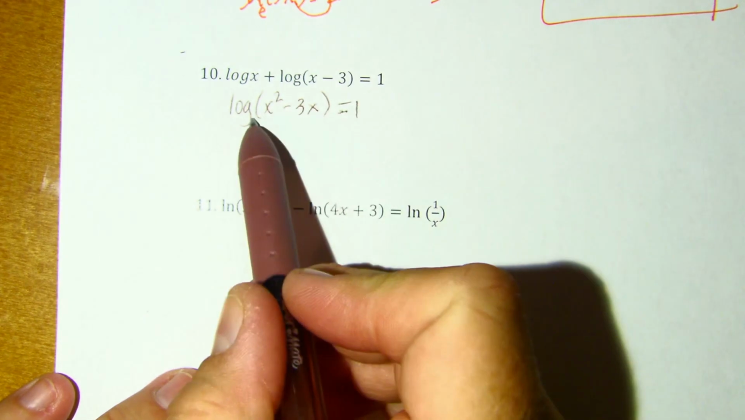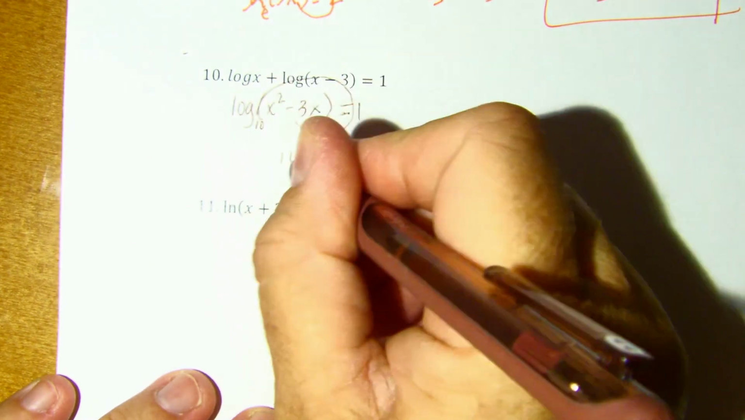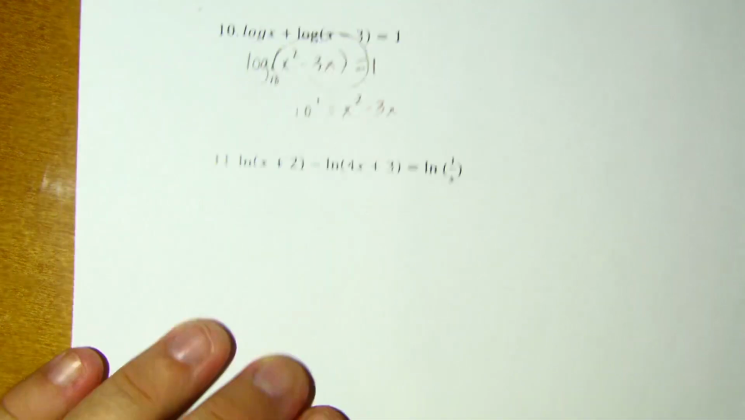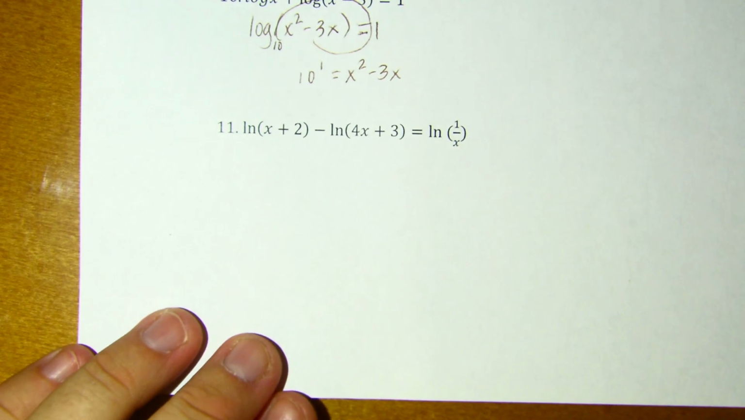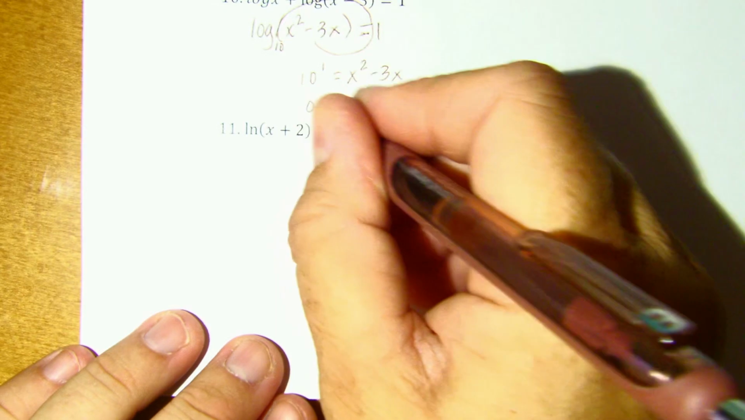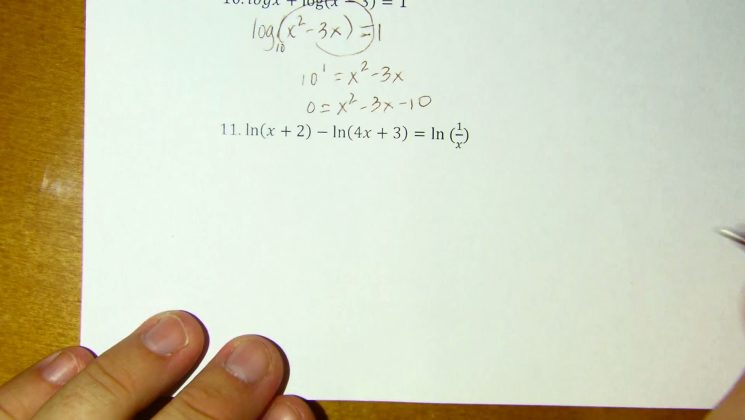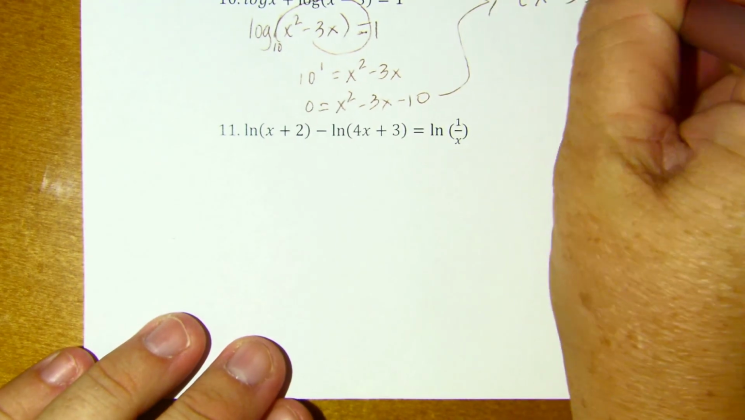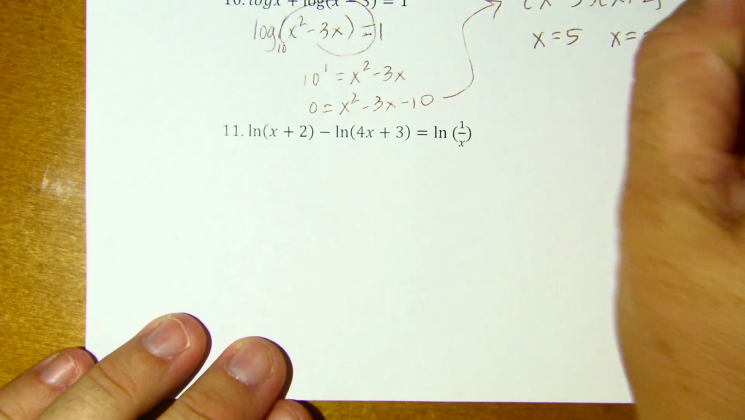And remember, if you don't see a number here, we're assuming base 10. So 10 to the power of 1 equals x squared minus 3x. And then from there, I have a quadratic equation, so what I need to do is get this set equal to 0. If I subtract 10 over, I have 0 equals x squared minus 3x minus 10. If I use the x method to factor that, I get x minus 5 and x plus 2. So x equals 5 and x equals negative 2.